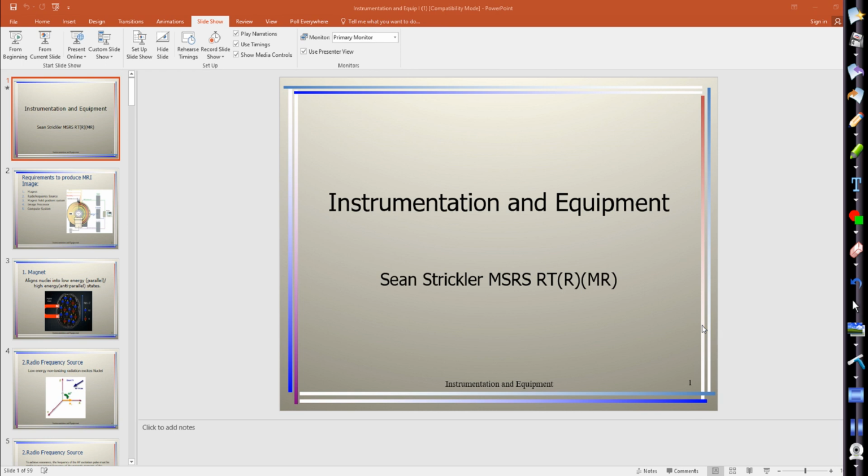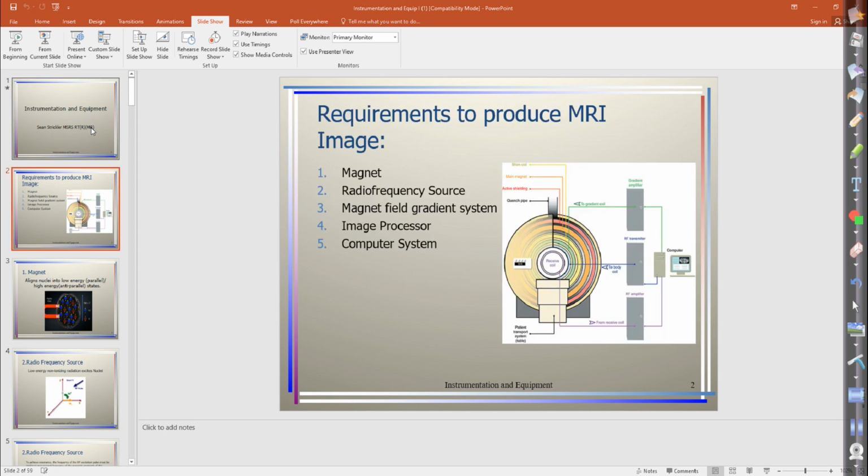All right, so we're going to continue on with MRI instrumentation and equipment. So let's just go over what we discussed last time. Our MR machine is kind of like our Russian nesting doll, where we have several layers. We have our main magnet, but then we also have our radio frequency source, which is our transmit coil, our gradient system, that we'll talk about more today, our image processor, and computer system, where we ultimately see our images displayed on our control console.